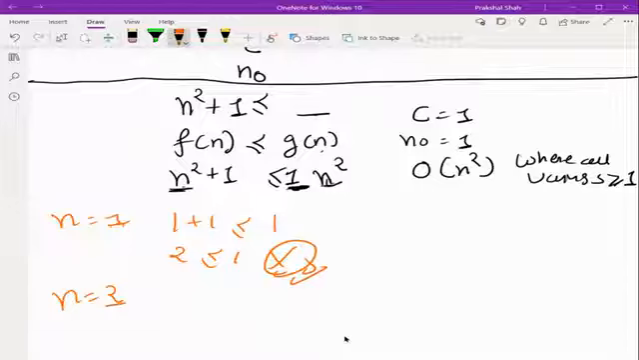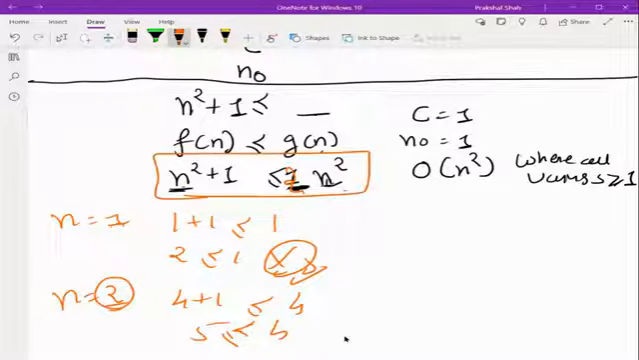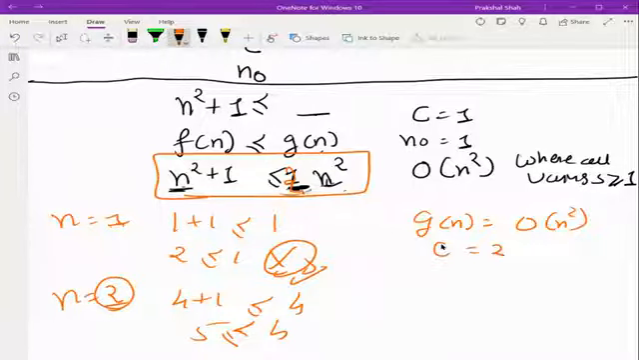Now let's put 2: 4 plus 1 is less than or equal to 4. It is true, so I think it will be true always. So instead of 1, I'll put 2. So n square plus 1 is less than or equal to 2n square. It will be my answer. So my g of n would be order of n square, my c would be 2, and my n naught would be 1.